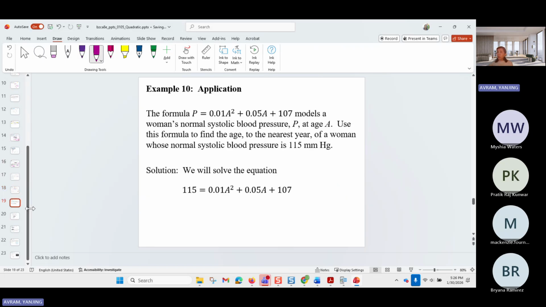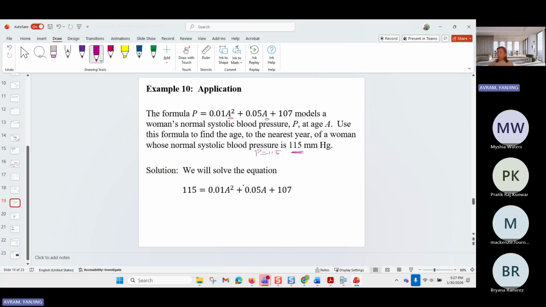All right, so we encounter a little bit of application in here. So this is the formula that models a woman's normal systolic blood pressure, right? Use this formula to find the age, to the nearest year, of a woman whose normal systolic blood pressure is 115 mmHg. All right, so what do you do? Well, P is given. Okay, so P is 115. And then you want to solve for A. All right. So that is this one right here.